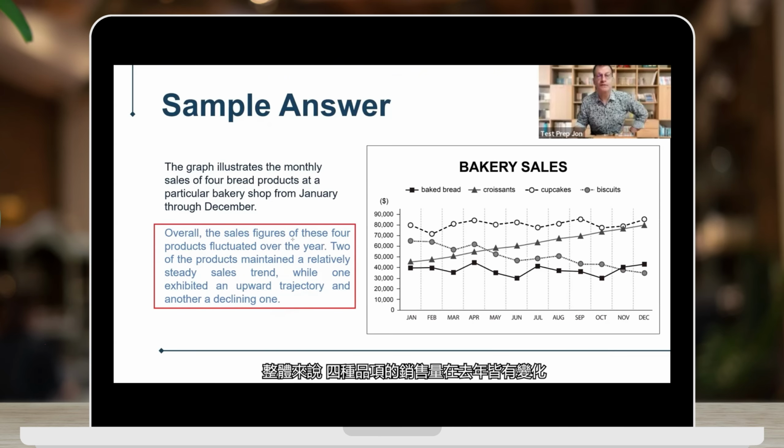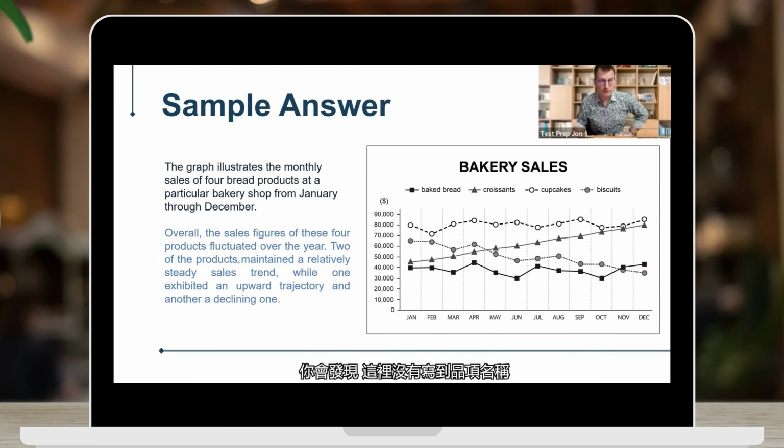Overall, the sales figures of these 4 products fluctuated over the year. 2 of the products maintained a relatively steady sales trend, while 1 exhibited an upward trajectory, meaning it gradually increased, and another a declining one, meaning it went down. You'll notice it doesn't even use the names of the categories. The overall statement here just talks about what the major trends were.